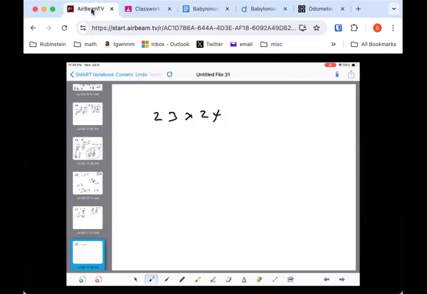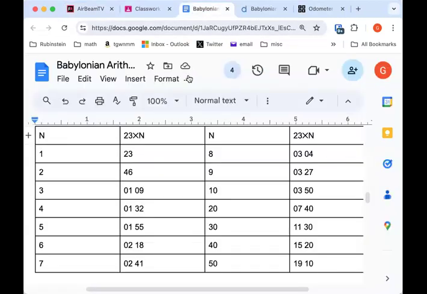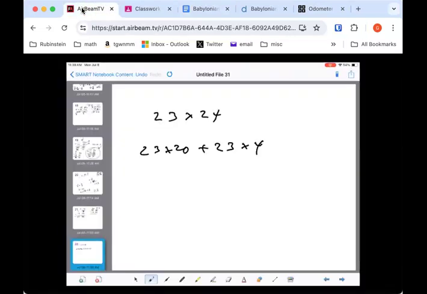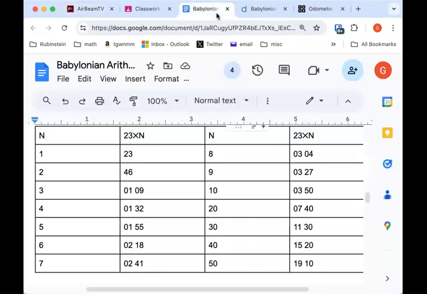Very simply, you would do 23 times 20 plus 23 times 4. And those answers you would look up on the chart, and on the test, I give you the chart. So 23 times 20, you go over to the chart, 23 times 20 is 0740. It does not matter that you know that that's their way of writing 460. That's just what 23 times 20 is. And 23 times 4, according to the chart, is 0132.